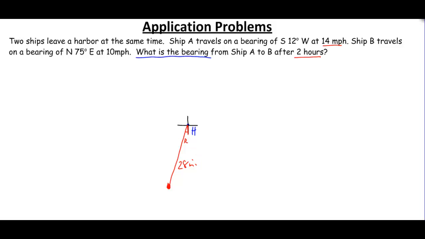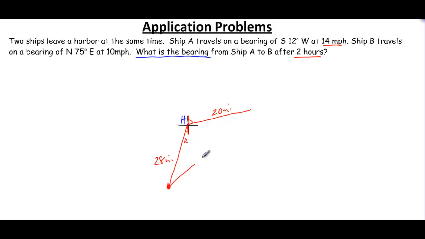My other ship is going north, but 75 degrees, which is more than halfway, at 10 miles an hour, so this is going 20 miles. Okay, so if we kind of look at what we have here, I'll move the H to the outside.